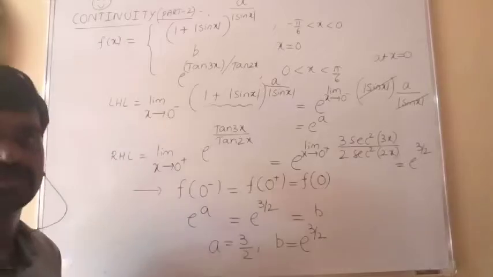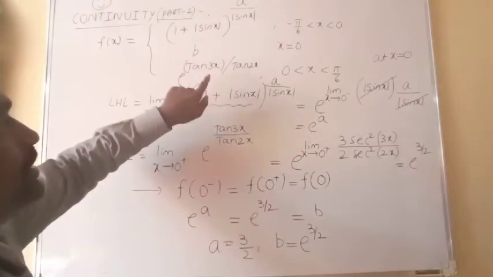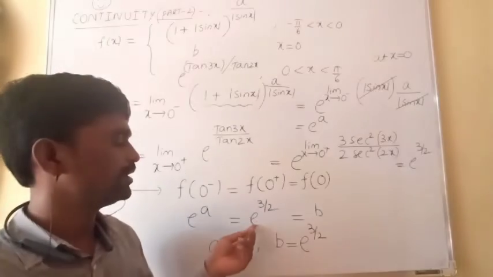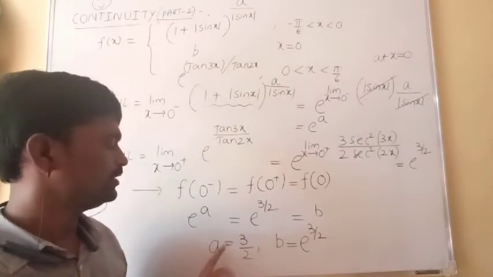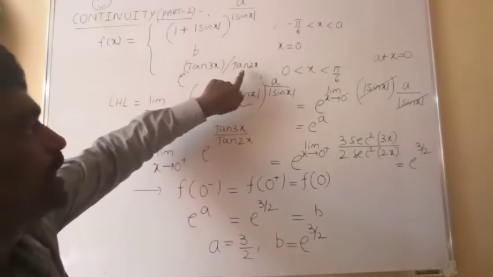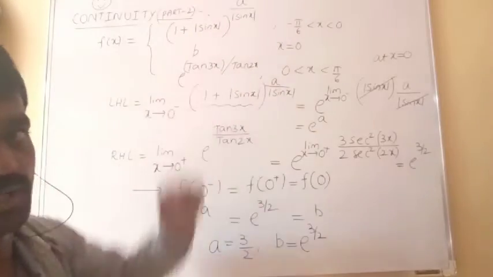So the same problem is there in our material also. In our material, we have tan 2x by tan 3x. Then at that time what do you get here? e power 2 by 3. So a value is 2 by 3, b value is e power 2 by 3. Here tan 2x by tan 3x is there in our material.